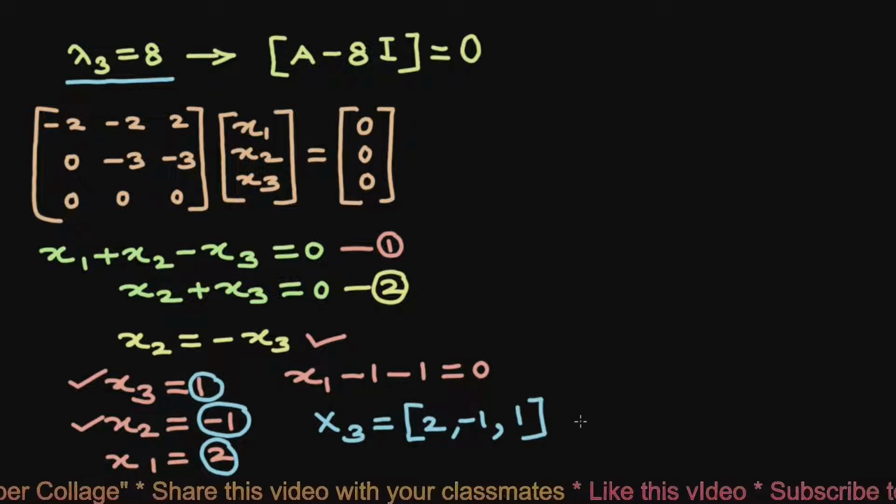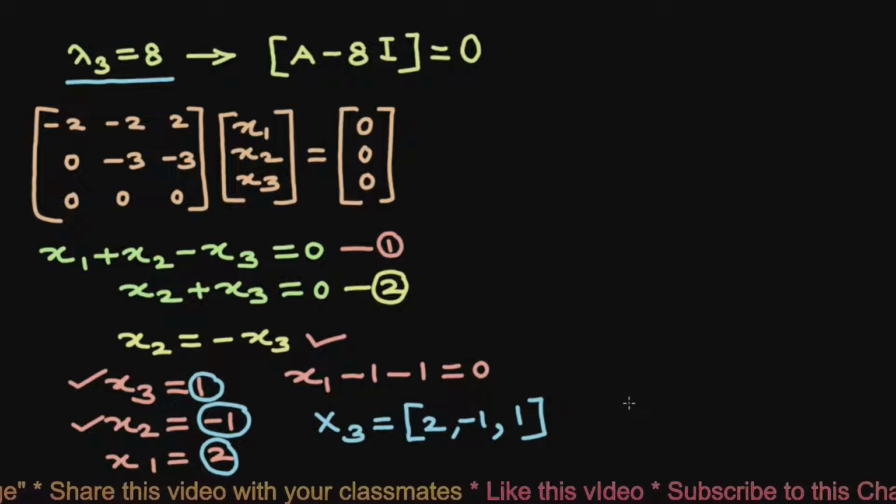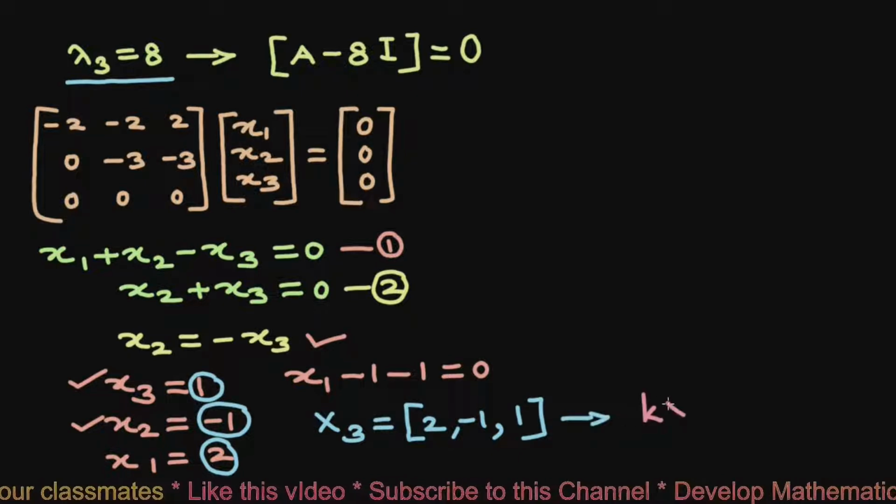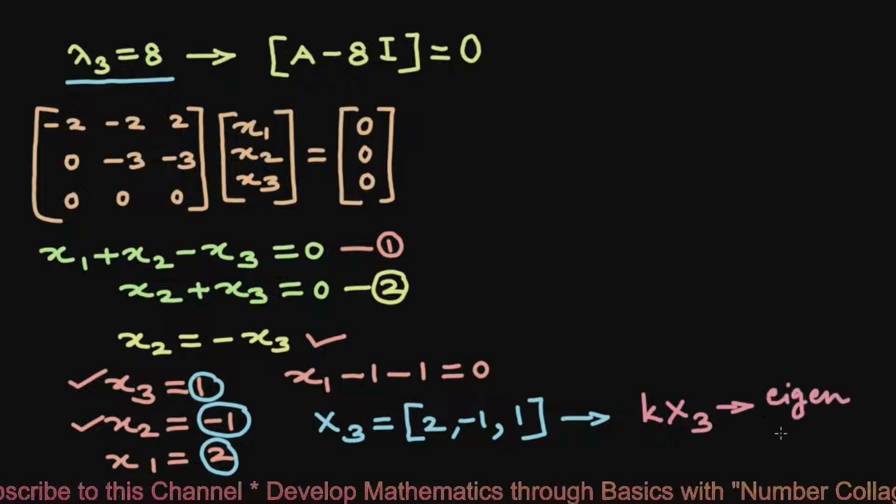And as usual, we can argue that if k is a non-zero scalar, then kX3 is also an eigenvector. Let us solve one more example to determine the eigenvalues and the corresponding eigenvectors.